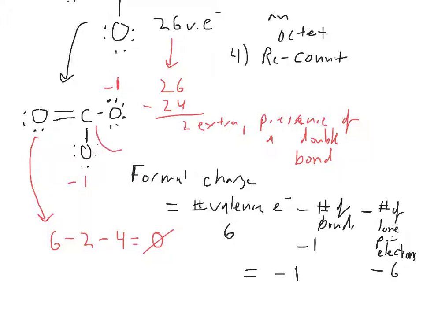It's a carbon atom. It's 4 valence electrons. It's in group 4. It has 4 bonds around it. It has no lone pairs. Its formal charge is 0 as well.